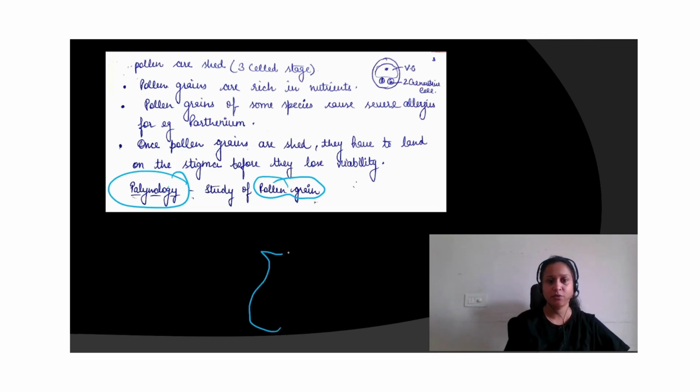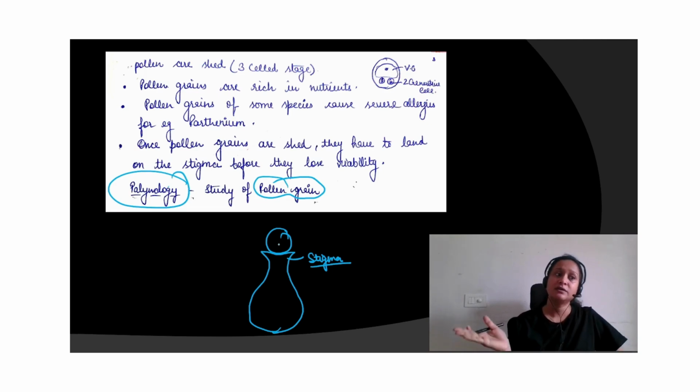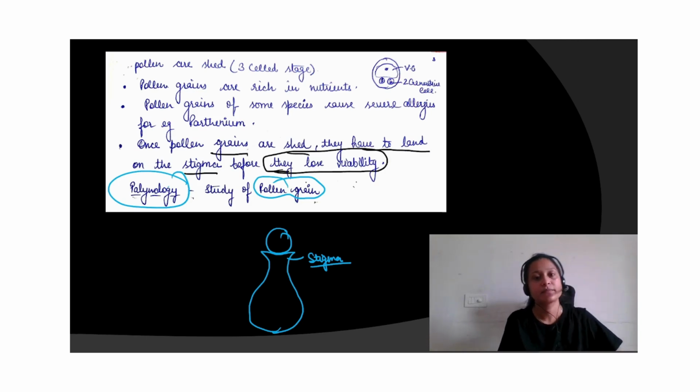Okay. Now once the pollen grain is shed, it has to land on the stigma. Is that clear? What is the motive of the pollen grain? It has to land on the stigma. This is the stigma. So pollen grains have to land on the stigma. If they are not landing on the stigma in proper time, they have some viability. They are viable for some period only. If they land in that time only, then only they germinate. Otherwise they are wasted. They will not germinate. So once the pollen grains are shed, they have to land on the stigma before they lose their viability. Okay. Now viability varies.